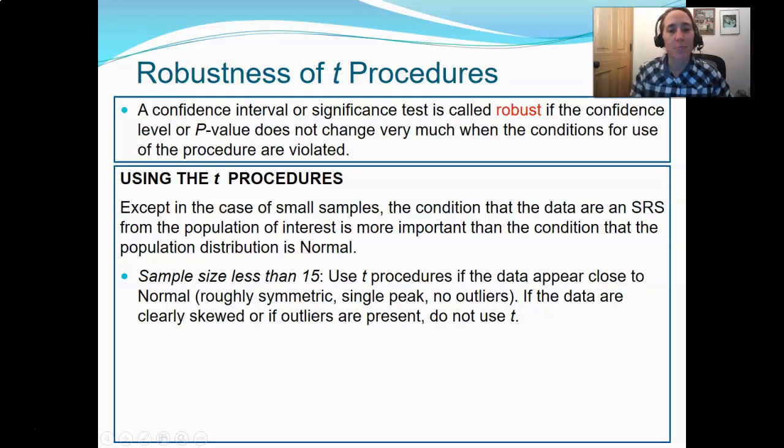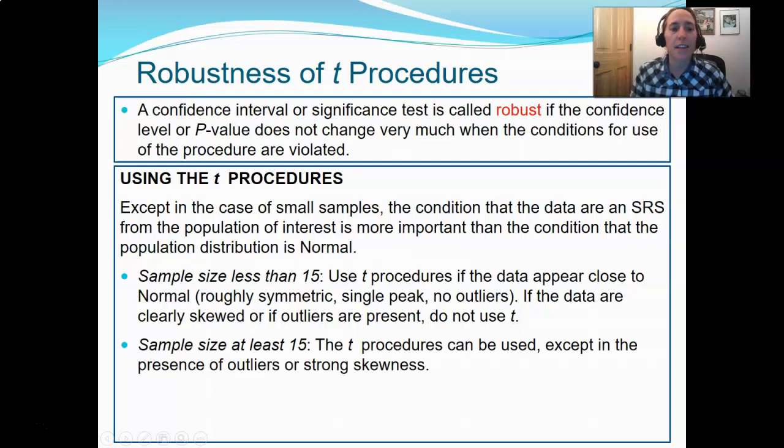You can use the T procedures if the data appear close to normal, so you want them to be roughly symmetric and single-peaked with no outliers. If the data are clearly skewed or if outliers are present, do not use T. Sample size at least 15, the T procedures can be used except in the presence of outliers or strong skewness. Remember, we saw that example where we had our histogram that was definitely skewed to the right. We still proceeded, but we looked at our p-value and we just were cautious about it.